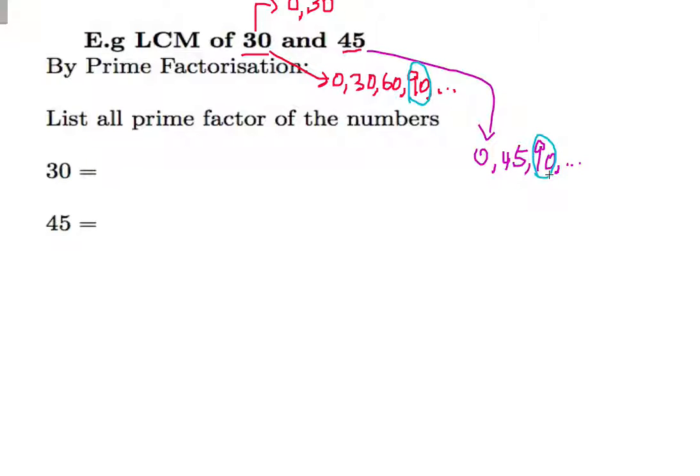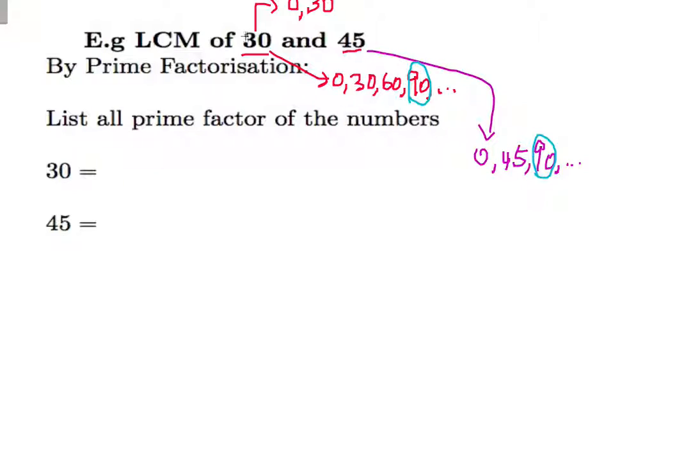This is possible for small numbers like 30 and 45. But later we'll do more examples with bigger numbers, and it's really impossible to do it by listing because it would take forever. Questions like that in O levels are usually just 1 mark, so it's not really possible to do it that way. So we do it by prime factorization.